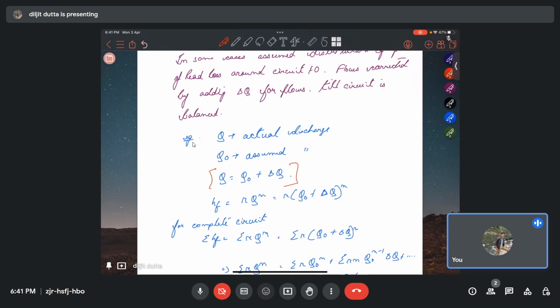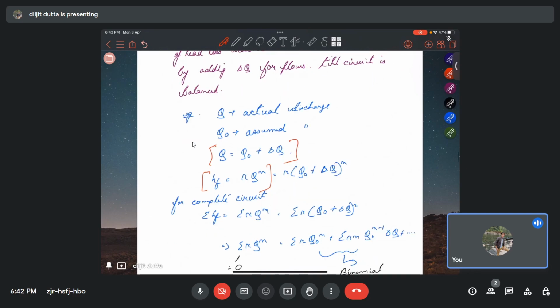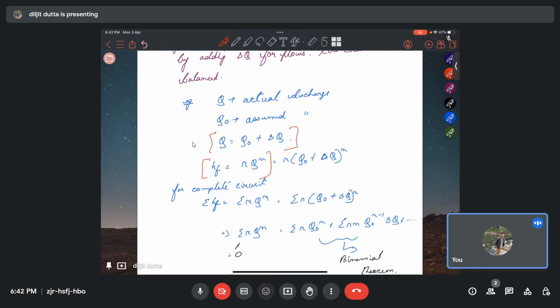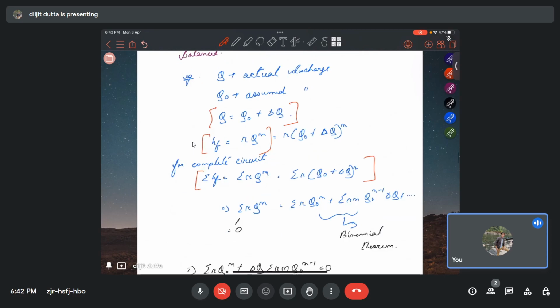So what is the head loss? HF equals R into Q to the power n. This comes from the assumed equation for head loss, and if we substitute the value of Q, we get R into (Q naught plus delta Q) to the power n. Now for the complete circuit, that is for the complete loop, we will have the total head loss equal to the sum of the terms. So we add a sigma, and then the second term you can expand by the binomial theorem.